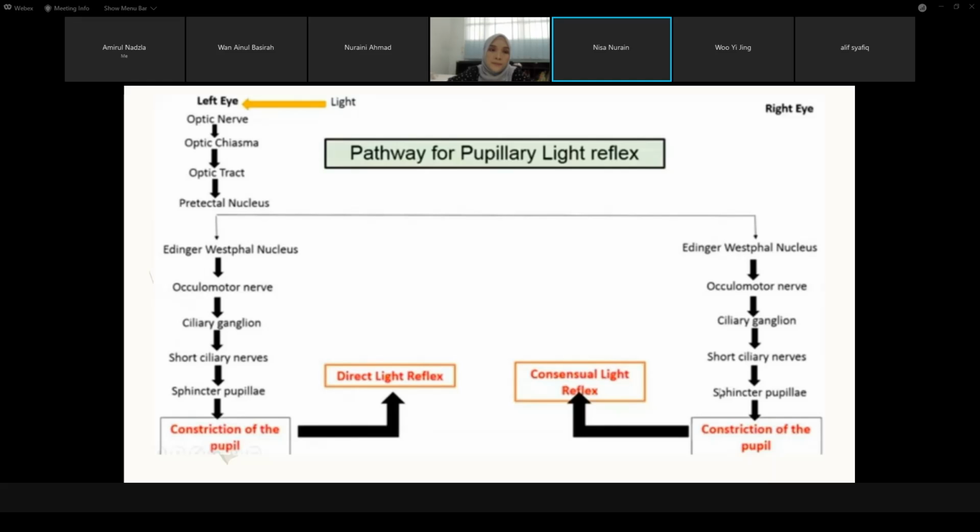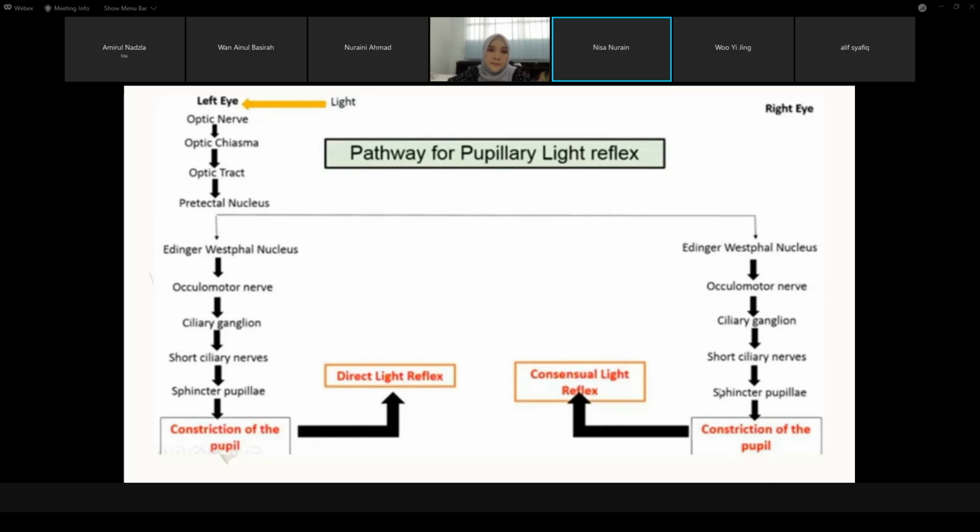And as you remember, I said about the ipsilateral and contralateral. So ipsilateral is the same pathway, and the contralateral means the opposite pathway. So for the left eye, it means the ipsilateral Edinger-Westphal nucleus. And for the right eye, it means the contralateral Edinger-Westphal nucleus. And it flows, as I said before, to the oculomotor nerve, ipsilateral and contralateral, ciliary ganglion, short ciliary nerve, sphincter pupillae, and then it will cause constriction of the pupil.